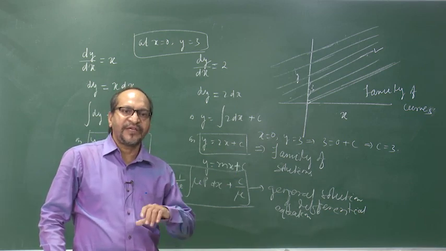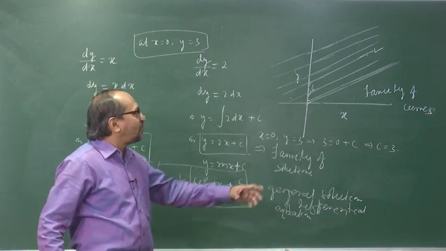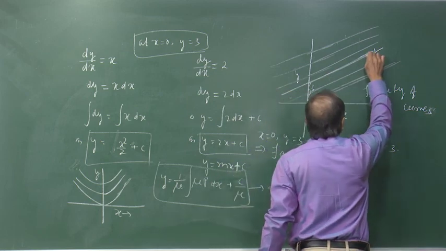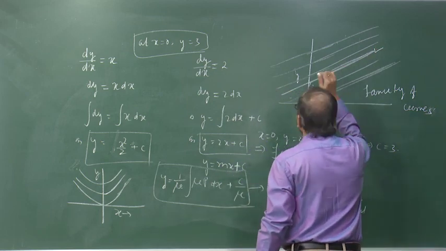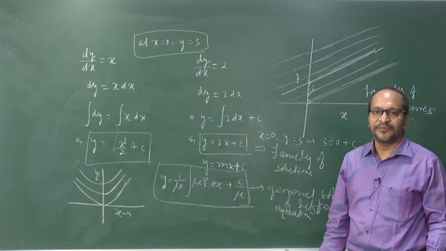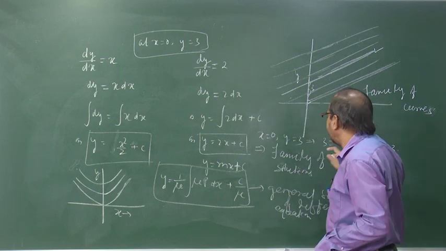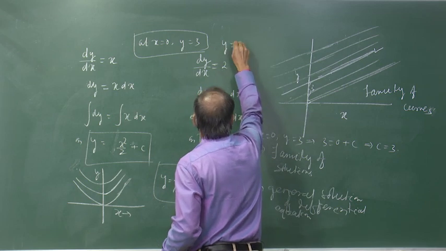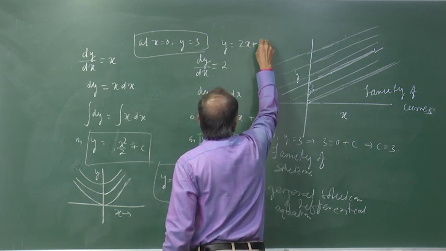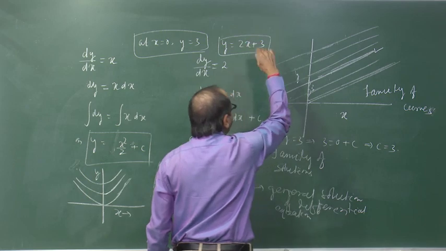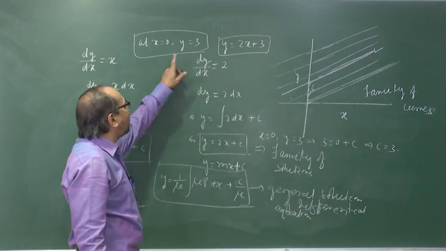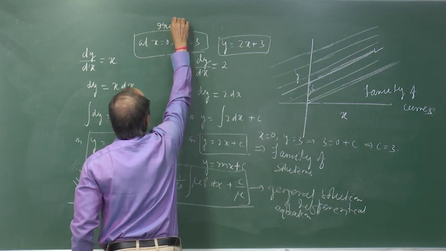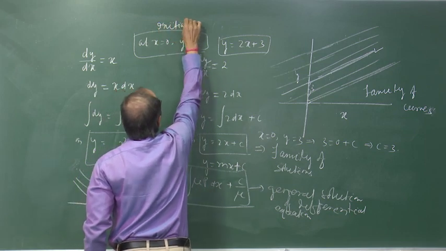So, instead of having an infinite number of solutions, out of all these families, only one curve gives the particular solution of this differential equation. So, for this initial condition, this gives the particular solution y is equal to 2x plus 3, because we have assigned the value of c is equal to 3 from these initial conditions. So, these are called initial conditions.